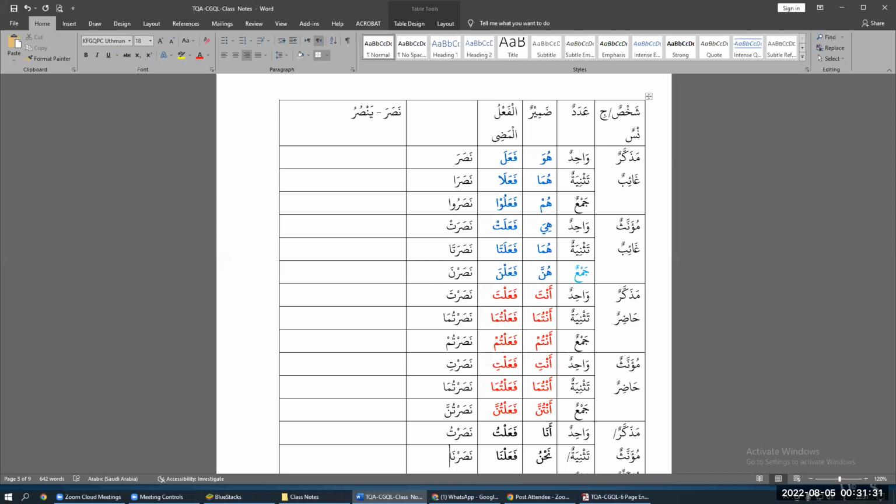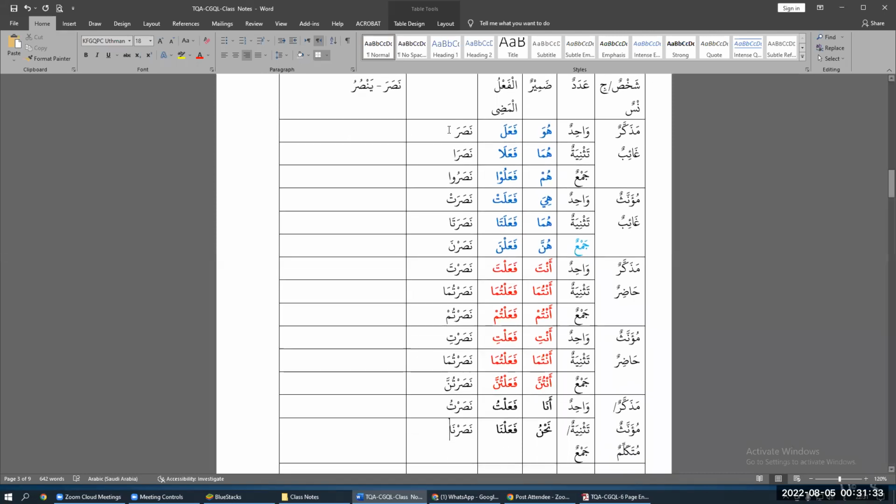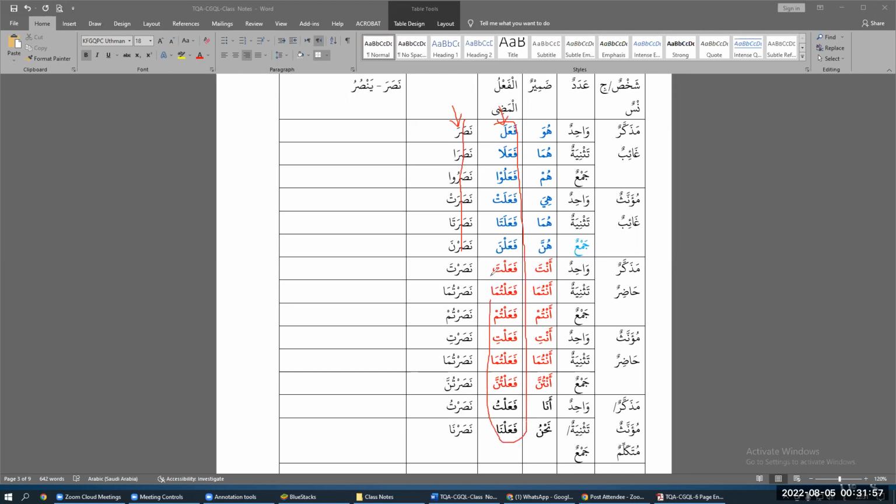How did we do it? Please know, we have kept this side intact. We did not touch it. We only brought changes on Ra following Lam, correct? Yes. So I need to engrave it in my brain: fa'ala, fa'alu, fa'alat, fa'alata, fa'alna.